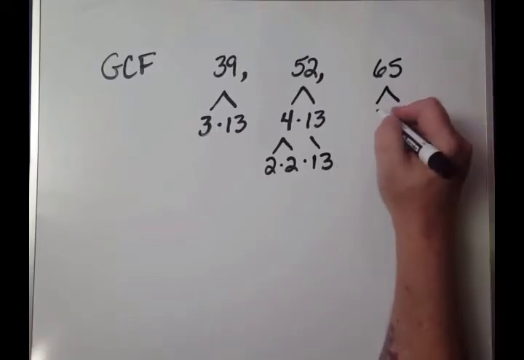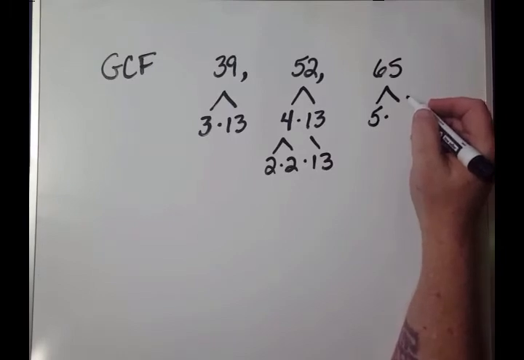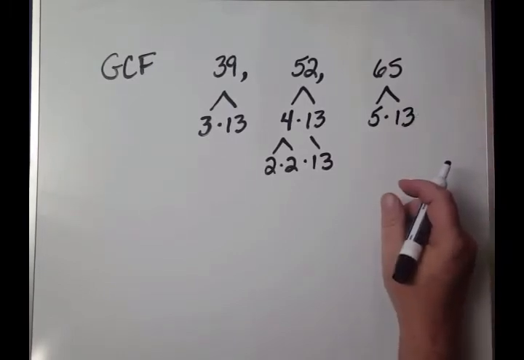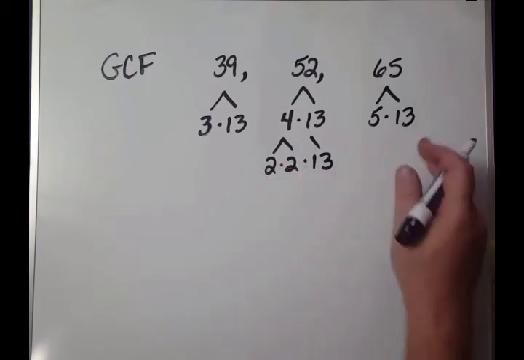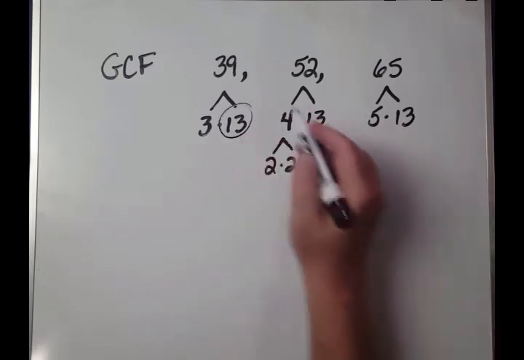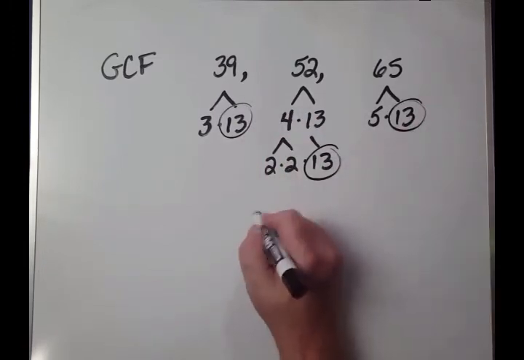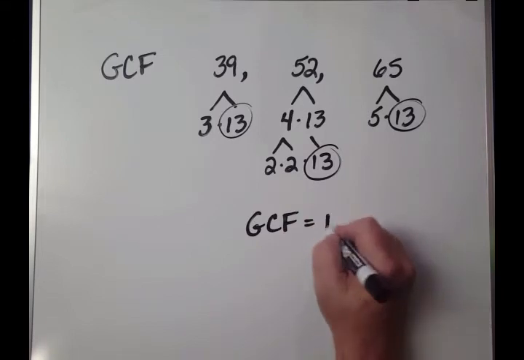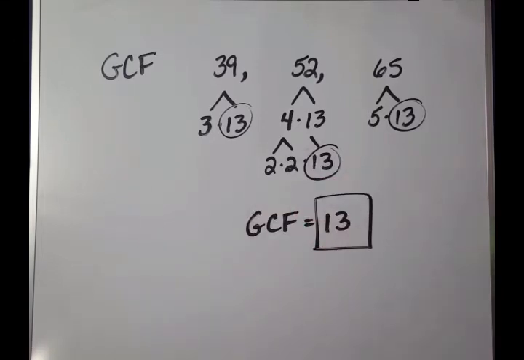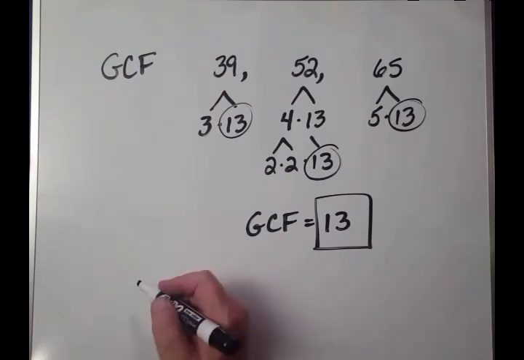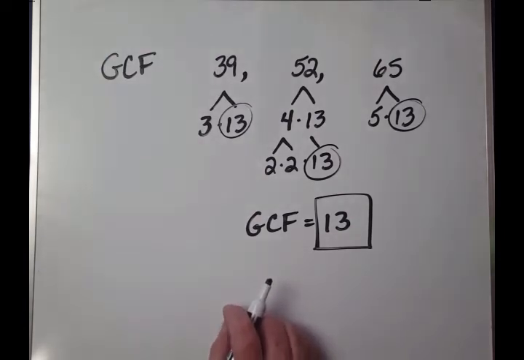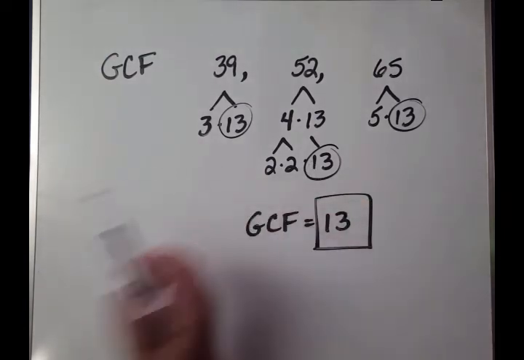65 is obviously divisible by 5. 5 times what? 5 times 13. I have all 3 of these prime factored. What do they all have in common? Only that 13. So if it's a situation where it's not obvious, I mean, for 24 and 30, I hope you can see that 6 without having to go through the process. But if you get stuck, you've got this to fall back on.